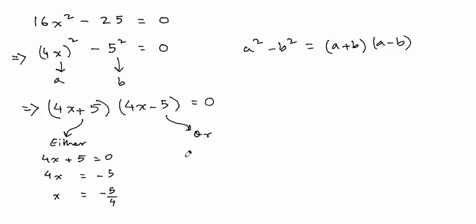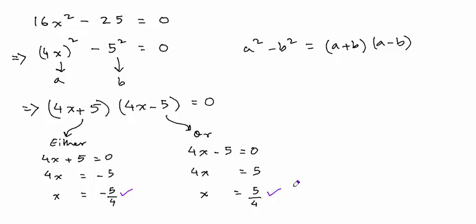On the other side, 4x minus 5 is equal to 0. So 4x is going to be equal to 5. If you take the 5 on the other side, it's no longer a negative 5 as in here, it's a positive 5. And therefore x is going to be equal to 5/4. The two answers are x is equal to negative 5/4 and x is equal to 5/4.